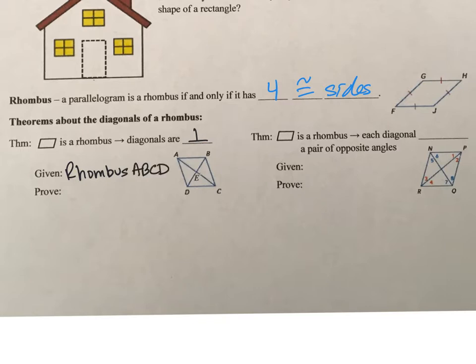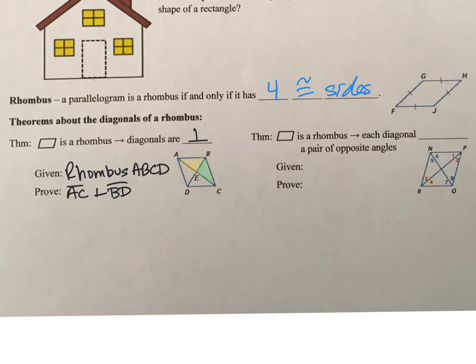All right, and what we're going to prove is that the diagonals are perpendicular to each other. Or in terms of this diagram, we're going to prove that segment AC is perpendicular to segment BD. The way that we're going to do that is we're going to prove a couple of triangles congruent. We're going to prove that this yellow triangle, triangle ABE, is congruent to this green triangle.